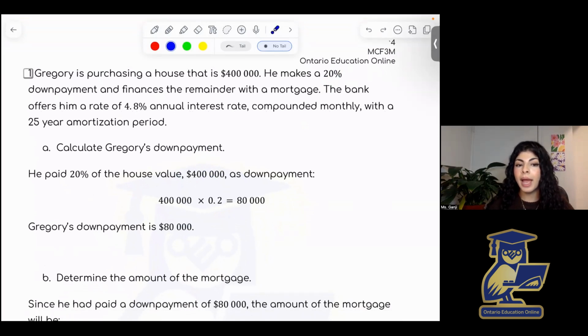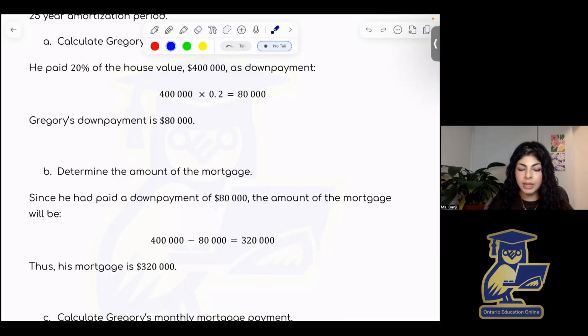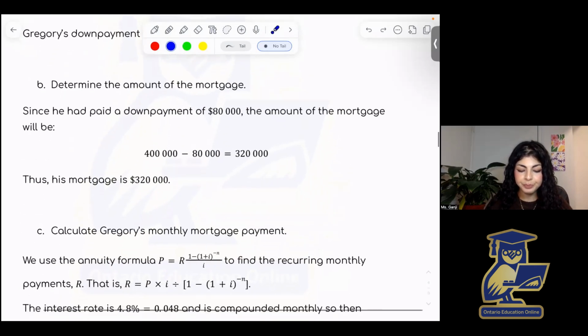right away. And so now determine the amount of the mortgage. He pays the remainder of that through mortgage, so he finances the remainder. So if we just do a subtraction, that's $320,000 that he's borrowing from a bank or financial institution.